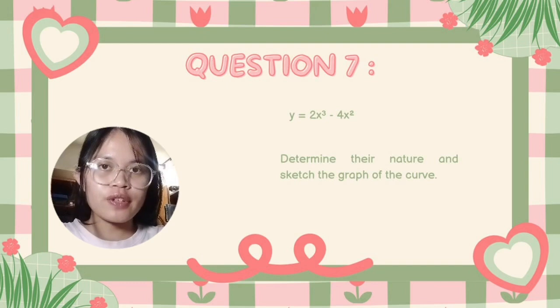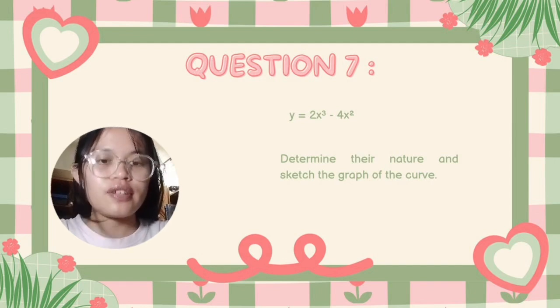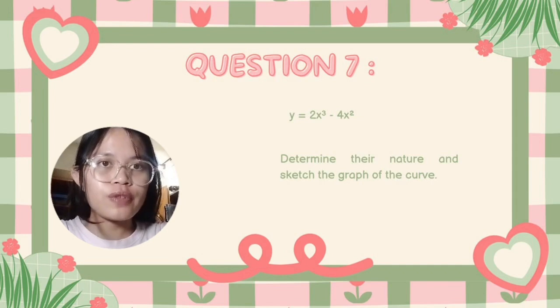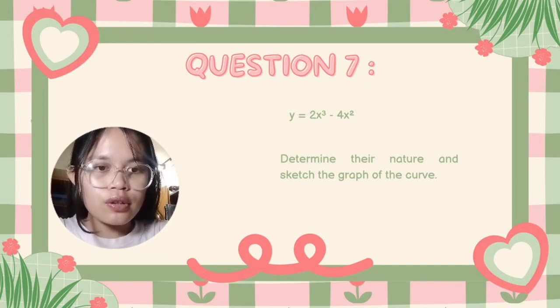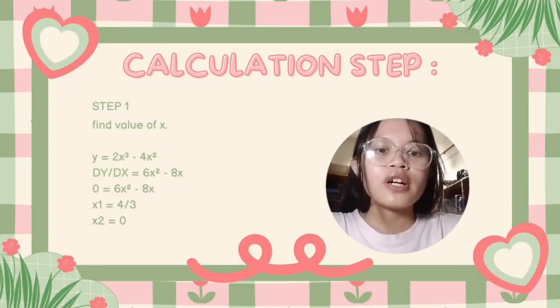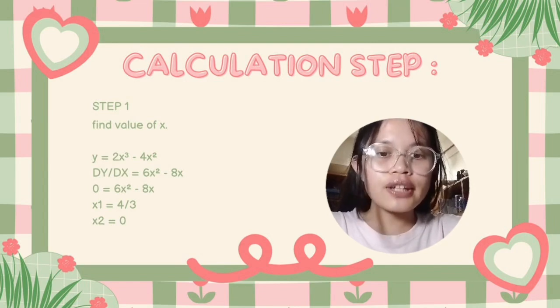Hello, my name is Florencia binti Saleh and my matrix number is 07 DKA 25F1076. I will take question C, which is the solution for the given problem, y equals 2x to the power of 3 minus 4x to the power of 2. So step 1 is to find the value of x.